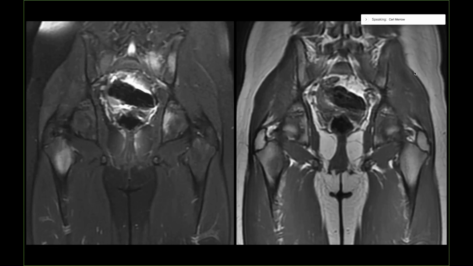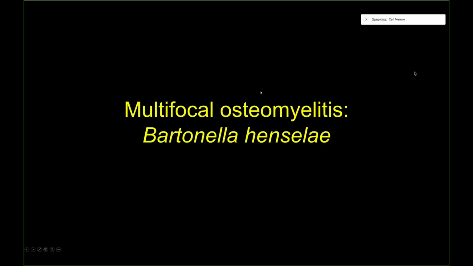You can get hepatic and splenic involvement. You can get CNS involvement with encephalopathy. You can get pulmonary involvement. But I'd never seen multifocal involvement in this particular entity. That's crazy. Treated appropriately and has actually done quite well.